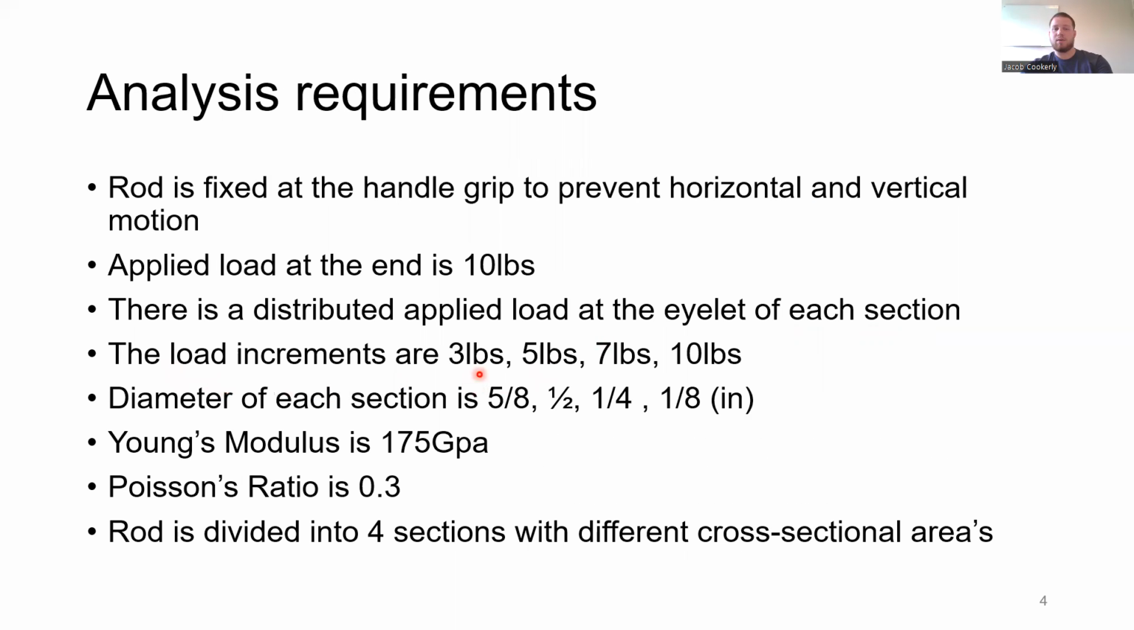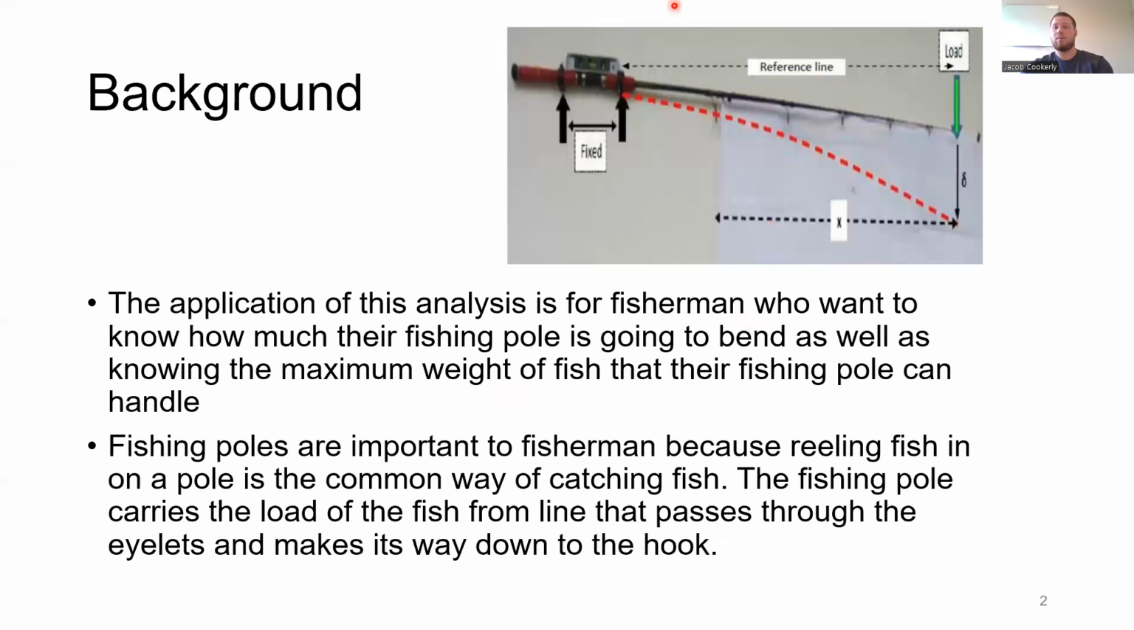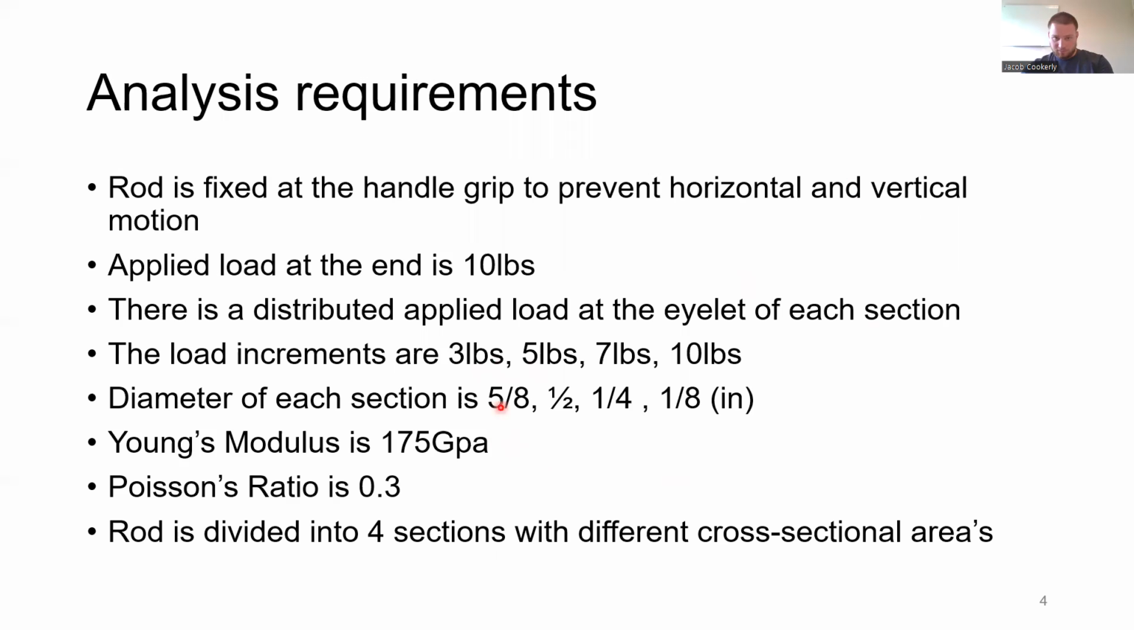The load increments are 3 pounds, 5 pounds, 7 pounds, and 10 pounds. And my fishing rod, we have 4 sections here. So there would be a load of 3 pounds here, 5 pounds here, 7 pounds here, and then 10 pounds at the end. This is not the fishing rod that I am using to analyze. It is just a representation that I found on the internet, and it has more eyelets than my pole does.